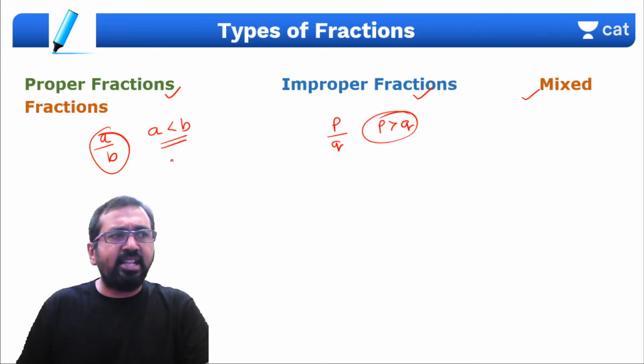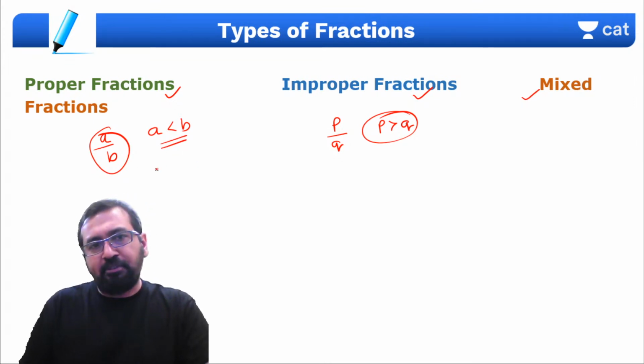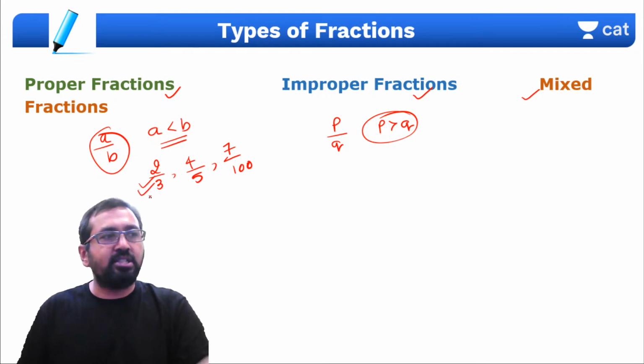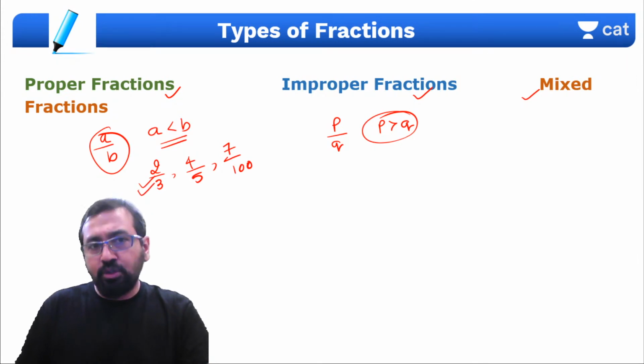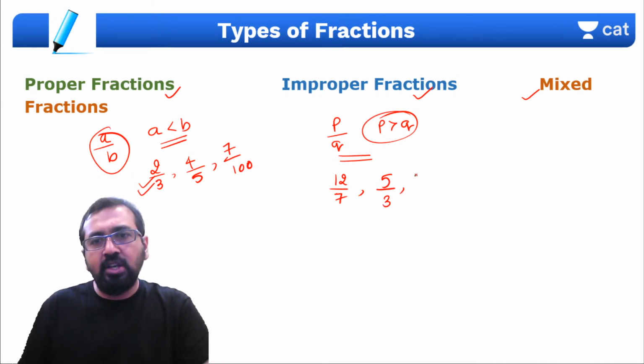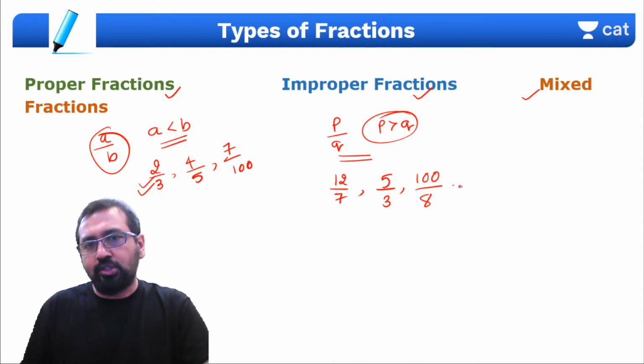Okay, so let's understand through an example. So proper fraction examples: 2 by 3, 4 by 5, or I can say 7 by 100, and so on and so forth. All of these are nothing but proper fractions. If you look at them, the numerator is less than the denominator. On the other hand, if I give you example of improper fraction, so 12 by 7, or you can say 5 by 3, and so on and so forth. I mean, you can think of some more fractions, say 100 by 8, and so on and so forth.